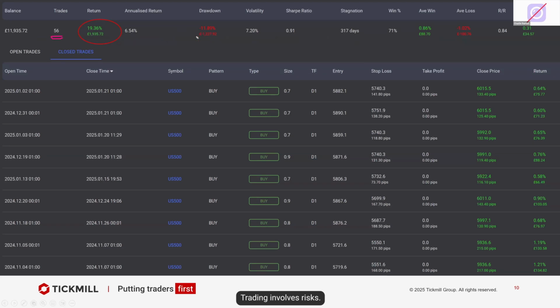It's had a just under 12% drawdown. Its live win rate has been 71%. And again, the average loss to average win is slightly inverted, but it can deal with a slight inversion on the risk reward because the win rate is high. And that's why the Sharpe ratio is just a bit under one, really.